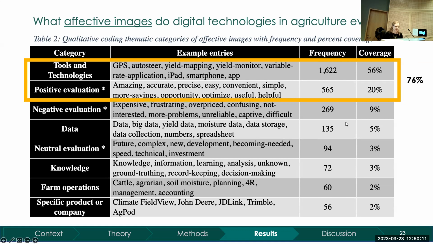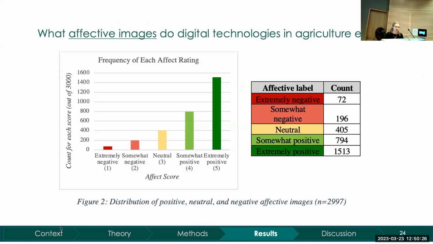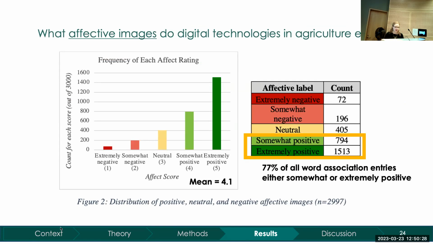The other categories included negative evaluations, so that was the next most frequent, but much less frequent than the first 2. Words about data, words about knowledge, farm operations, and then specific products and companies that I separated from tools and technologies. The majority of these responses were overwhelmingly positive. So the mean affect on a scale of 1 to 5 was 4.1, with 77% of the word associations being labeled by respondents as either positive or extremely positive.